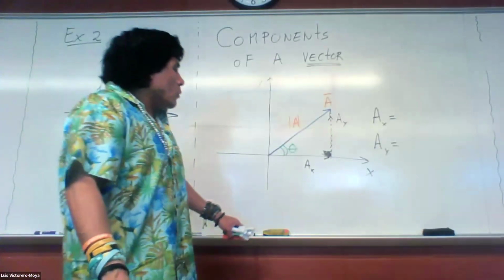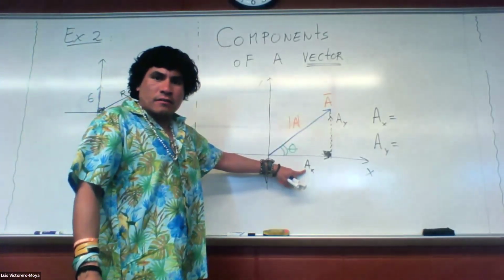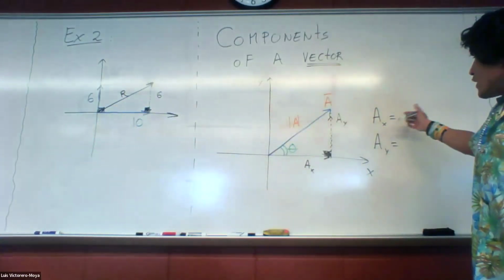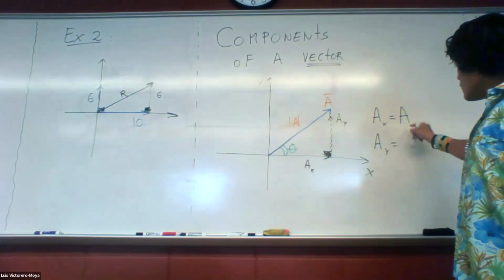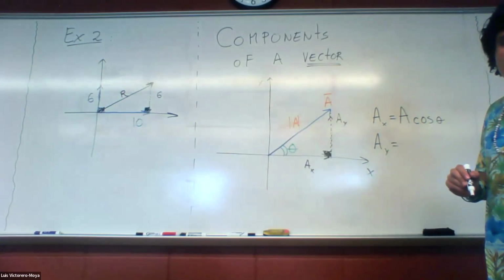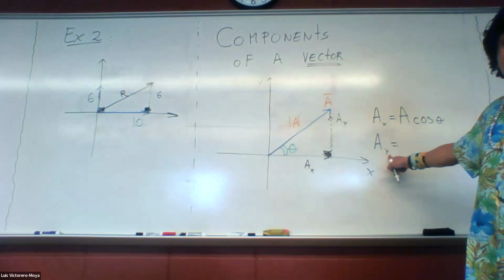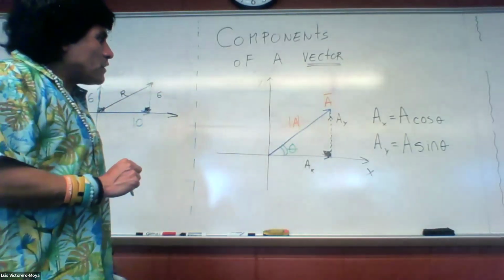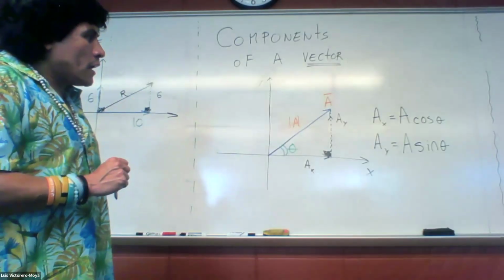Wouldn't it be the cosine? Yeah, it will be with cosine because AX is the adjacent for this angle. So AX will just be A cosine theta. And my AY, what will AY be? Sine. A sine theta. So if you're given the angle and the magnitude of the vector, you can find the components AX and AY.